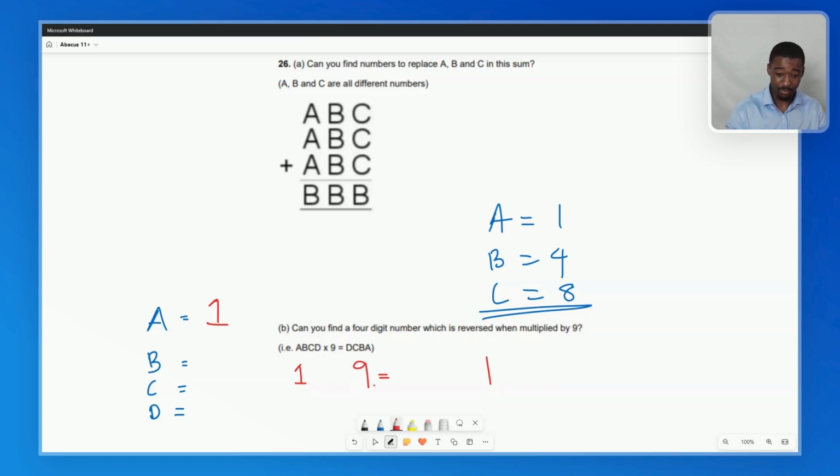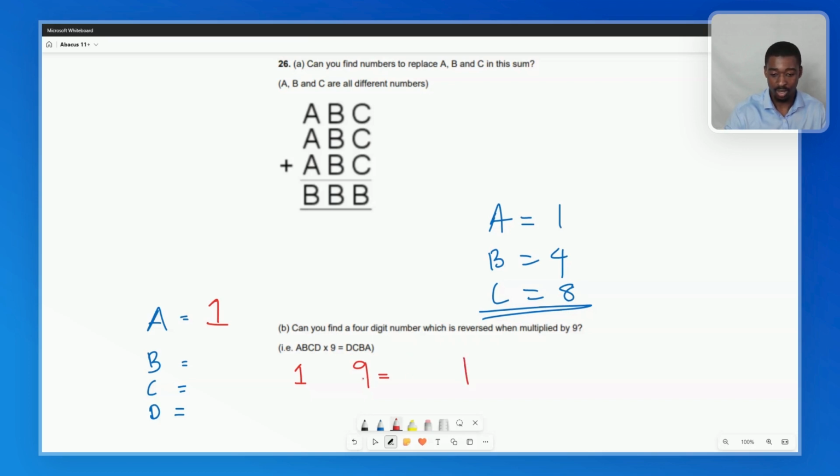The reason we know that, again, is because we're multiplying by 9. Whatever our last digit is, when we multiply it by 9, it has to leave a 1 at the end. For example, if D was 2, then multiplying it by 9 gives us 18 with an 8 at the end. If D was 3, multiplying it by 9 gives us 27 with a 7 at the end. You can go on like this for every single number, and you realize that the only number that gives us a 1 when multiplying it by 9 is 9.